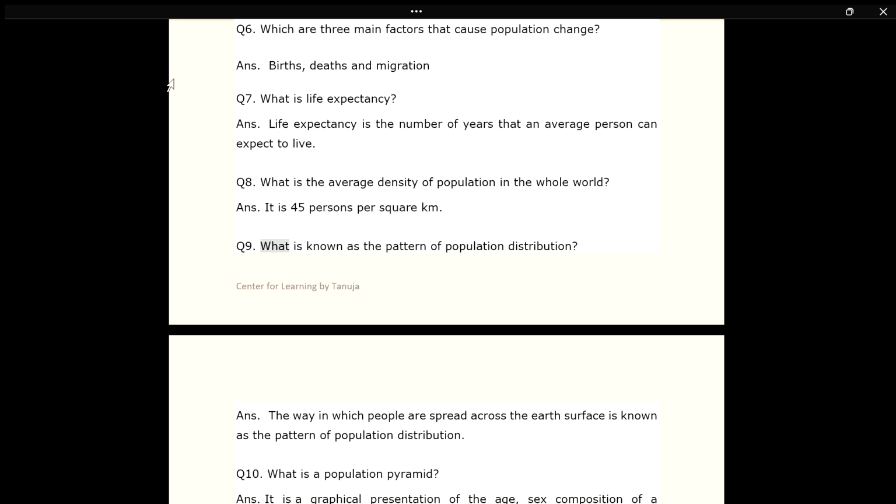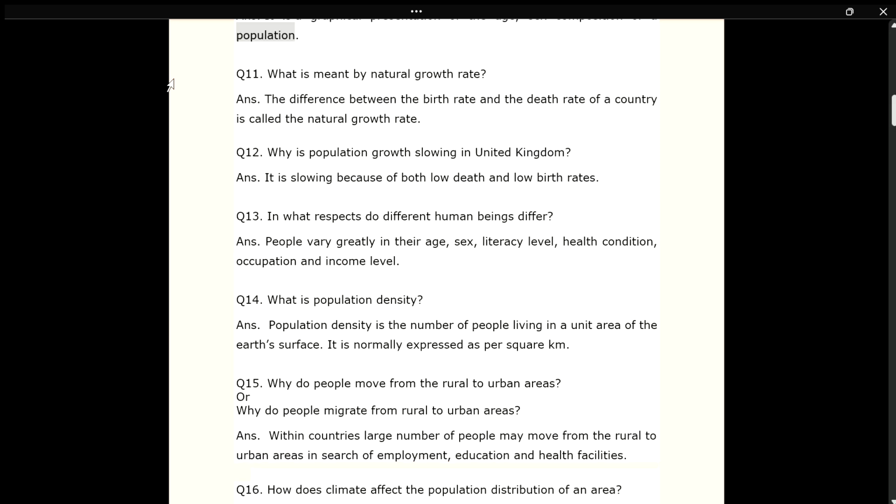Q9. What is known as the pattern of population distribution? Ans. The way in which people are spread across the Earth's surface is known as the pattern of population distribution. Q10. What is a population pyramid? Ans. It is a graphical presentation of the age, sex composition of a population.